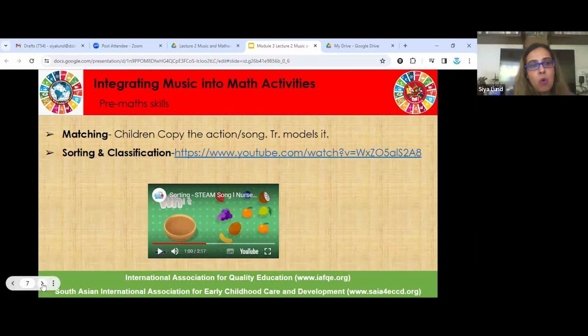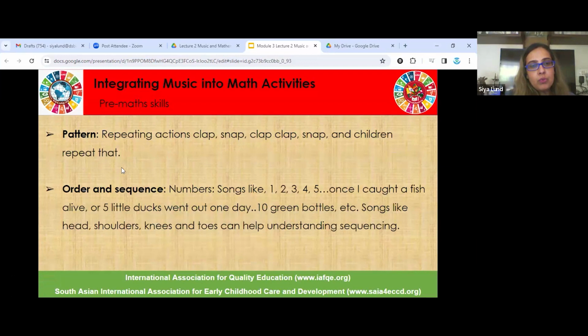And next, we move on to pattern. Again, as a very important pre-math skill, because math is all about patterns, right? Be it shapes, be it numbers, there are repeating patterns everywhere. So when you do repeating actions with music in the class, it sort of sets a pre-notion of math in children. So it's setting a nice ground faster.